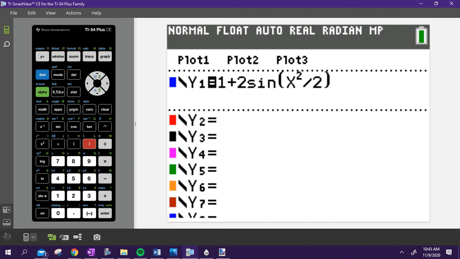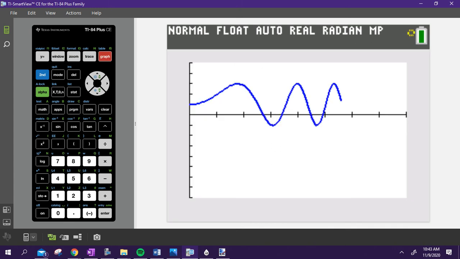Even if you're just sitting there, you make sure you're typing this in. Don't just stare at the screen. I'm very good at these problems. You are the one that needs the practice, not me. We type that thing in. We're just going to graph that thing. Let's graph it.